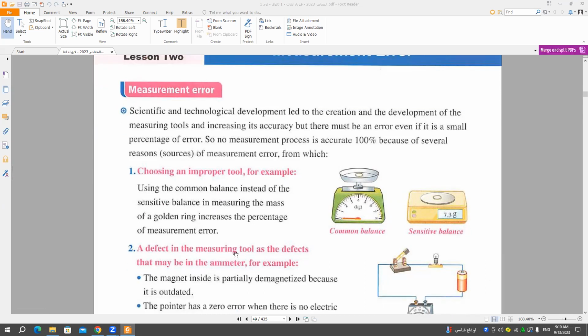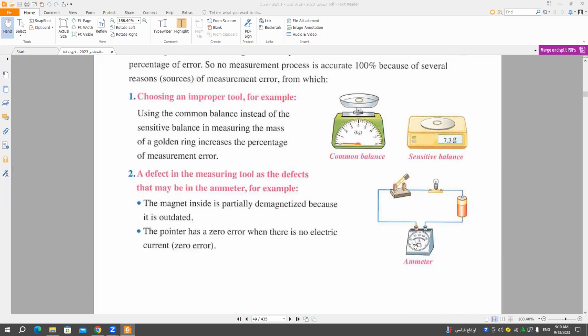Number 2, zero error in your device. Look at this figure. This device is called an ammeter. An ammeter is used to measure the current intensity passing through the circuit. When the circuit is open, no electric current passes through it, but the reading of the ammeter is not equal to zero. So the device has a zero error. It has a defect. The second reason, defect in the measuring tools or the device itself.